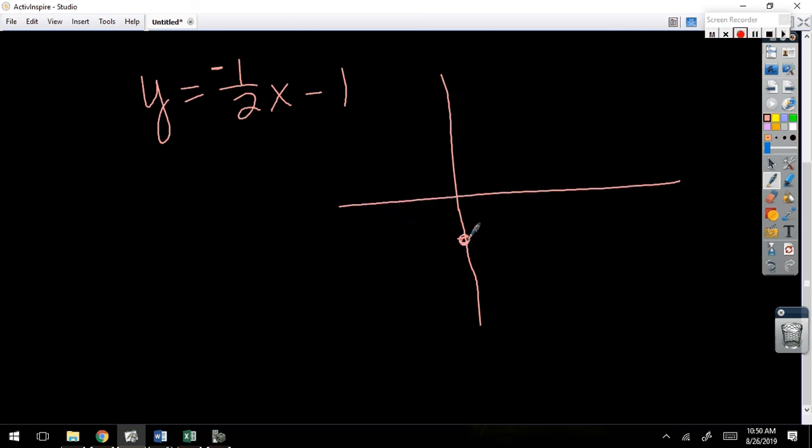Negative 1, and then what do you do? Go down 1 and over 2. And that will, this is ridiculous. There you go. Now, is it wrong if you take the other one and put it in slope-intercept form? Not at all. You're just making more work for yourself.